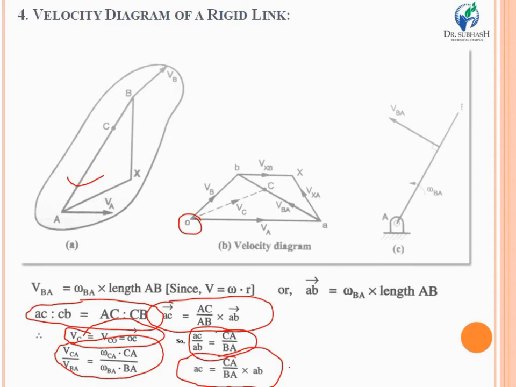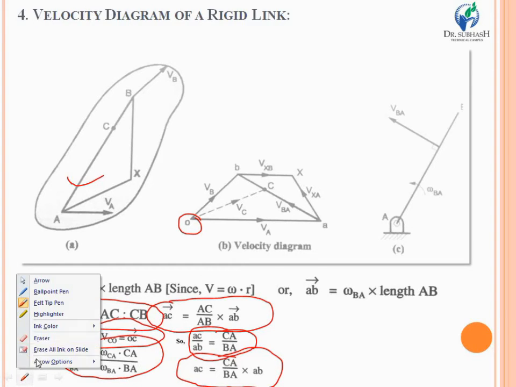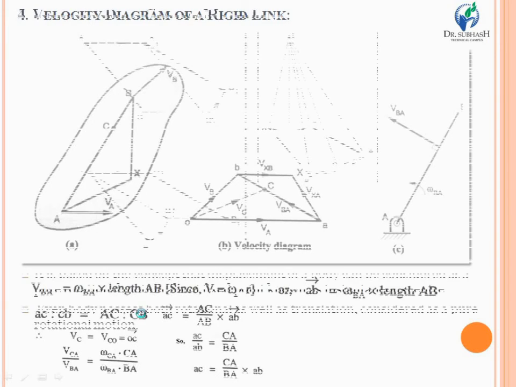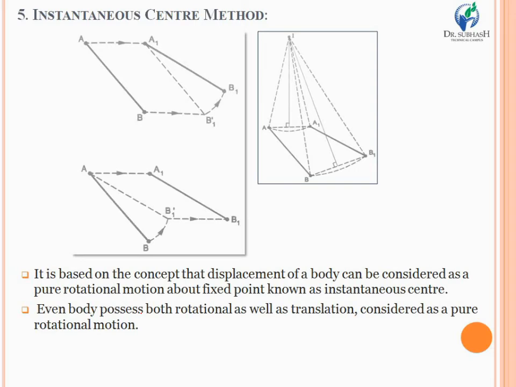By following the same procedure, you can determine the velocity of any point which is located arbitrarily on a link, at any place on the link. You can easily determine the velocity and acceleration. After that, one more method for velocity and acceleration determination is the instantaneous center method.